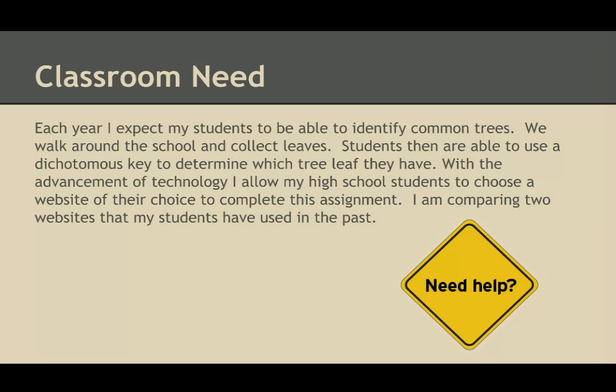Each year, I ask my ag science students to collect leaves to be able to identify common trees that are found around the school. We then use a dichotomous key to go through the steps to identify what those trees are once we've collected the leaves. With the advancement of technology, a lot of times we don't use the paper book version of the dichotomous key anymore. You can find it online.